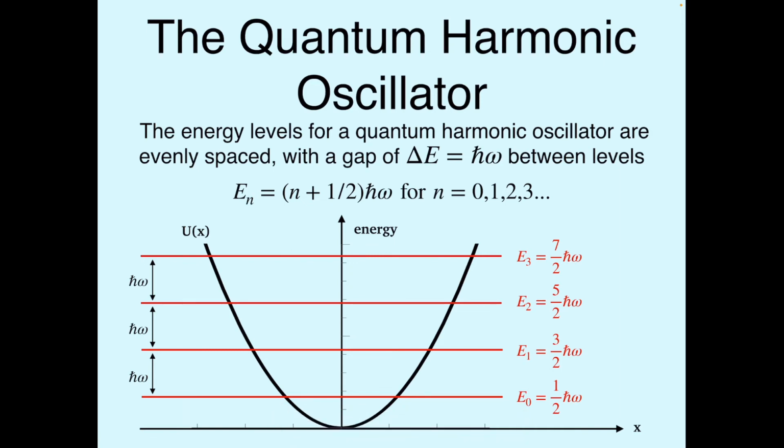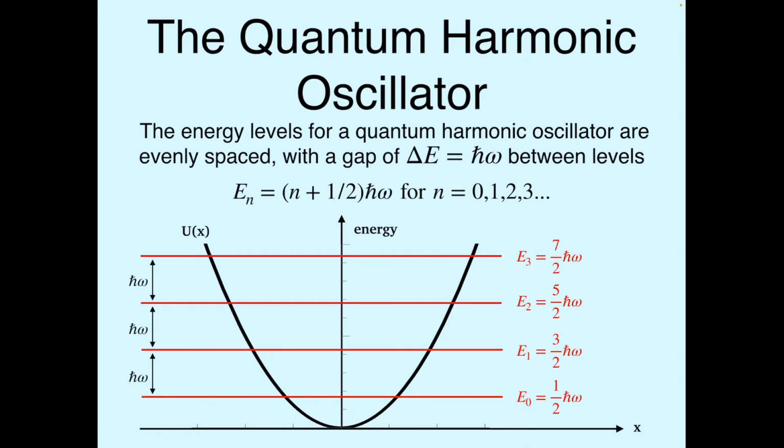So let's see what happens when we plug in different values of n. The lowest value of n we could plug in is 0. That's what we get when we're in the ground state. In that case, E0 is going to be 1/2 h bar omega. That's what we call our ground state energy, the lowest possible energy value. So that's our energy right here, E0.